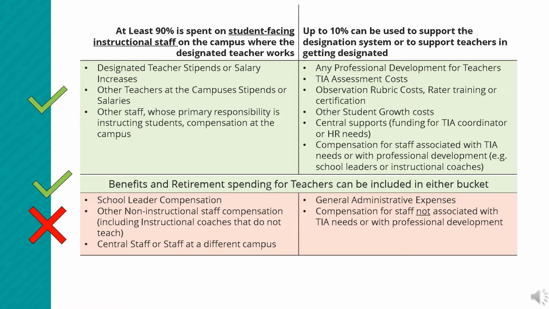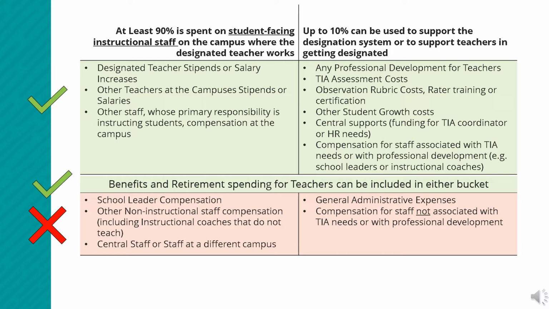We often get questions around how to account for benefits and retirement costs that may be associated with increased compensation due to TIA funds. Funding for these costs can come out of either the 90% or 10%. In terms of what is not allowable, the 90% cannot include school leader compensation, other non-instructional staff compensation, including instructional coaches that do not teach, central staff or staff at a different campus.